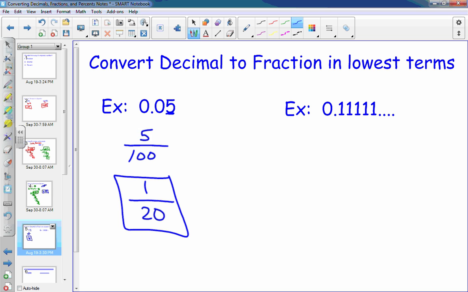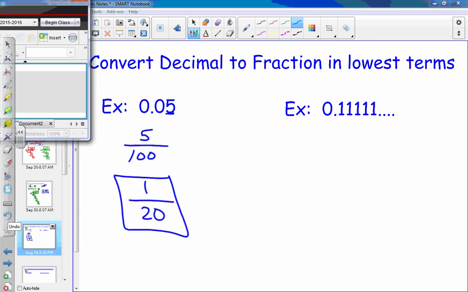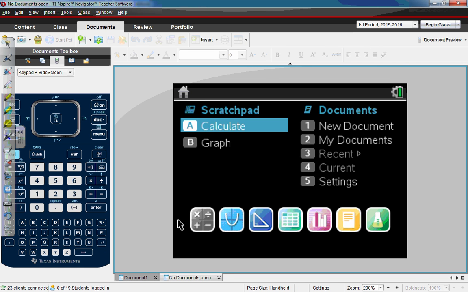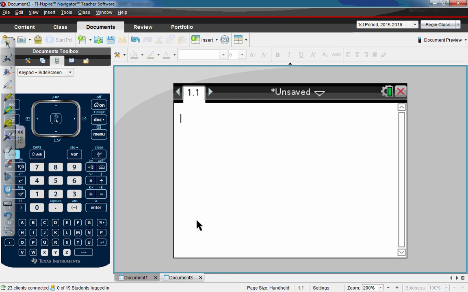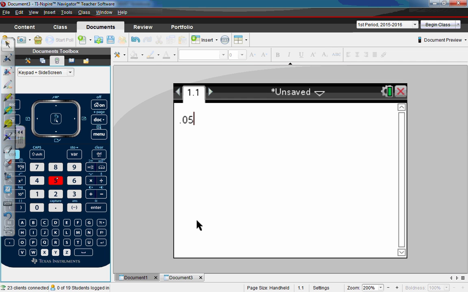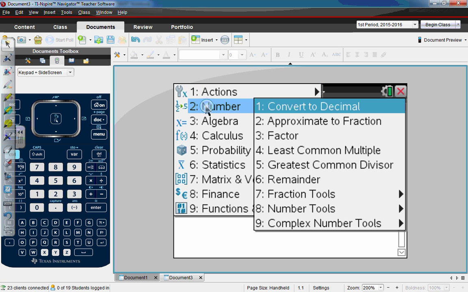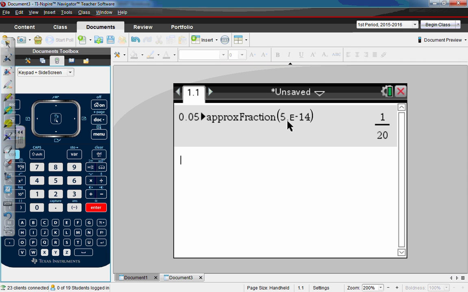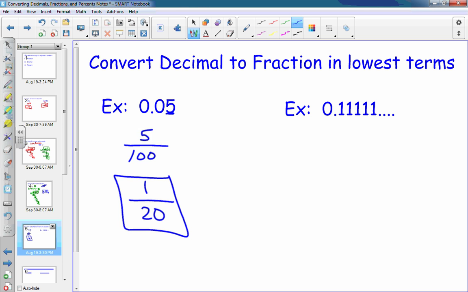And can you check that on your calculator? Sure. How do you do that on your calculator? I'm going to have a calculator page, and I'm going to put 0.05, and then I'm going to hit menu, number, and then what do I want it to do? Approximate to fraction, and hit enter. And 1/20th is my answer, and I've checked it. Do we understand that? Okay, next.